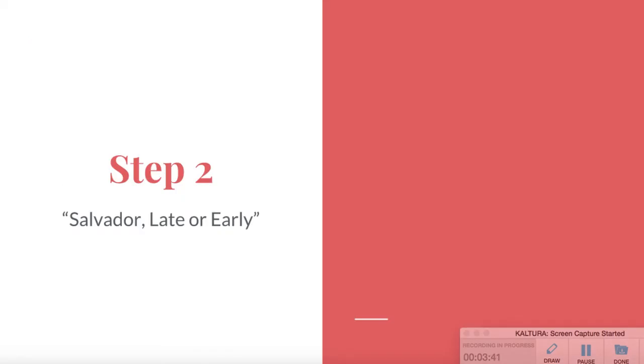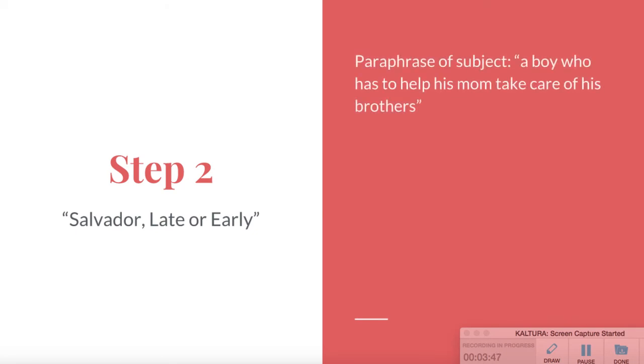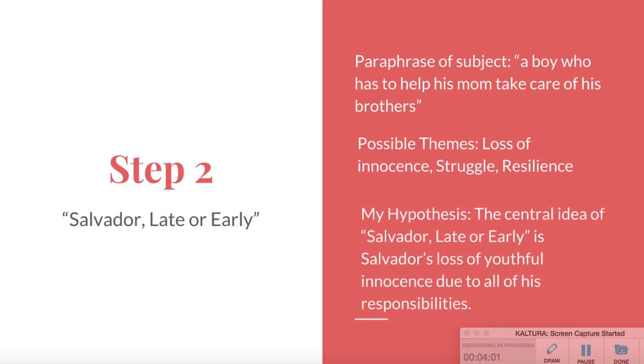To return to the example of Salvador Late or Early, we paraphrase the subject as a boy who has to help his mom take care of his brothers. But some themes might be loss of innocence, struggle, resilience. At this stage, I'm going to hypothesize that the central idea of Salvador Late or Early is Salvador's loss of youthful innocence due to all of his responsibilities.